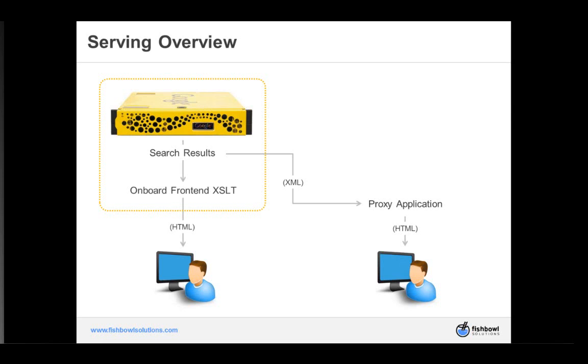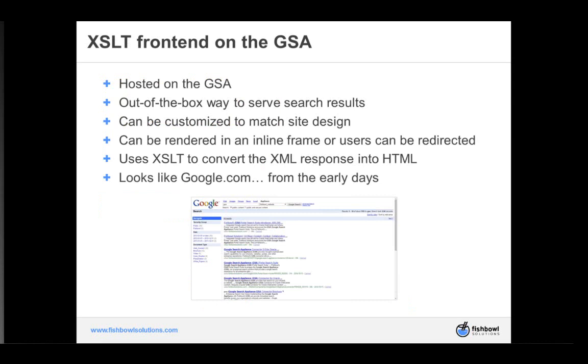So putting together the links and showing the titles and displaying whatever information you want, controlling the look and feel. That's all going to happen within your application, and then the application will ultimately return the results to the end user in the browser. Those are really the 2 approaches to serving results. To take a little deeper look at each of them and the pros and cons, the first option is to use the XSLT front end on the GSA itself.